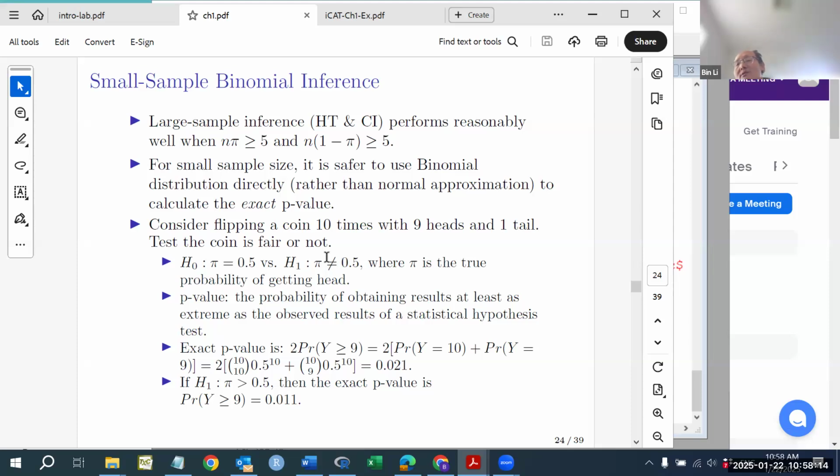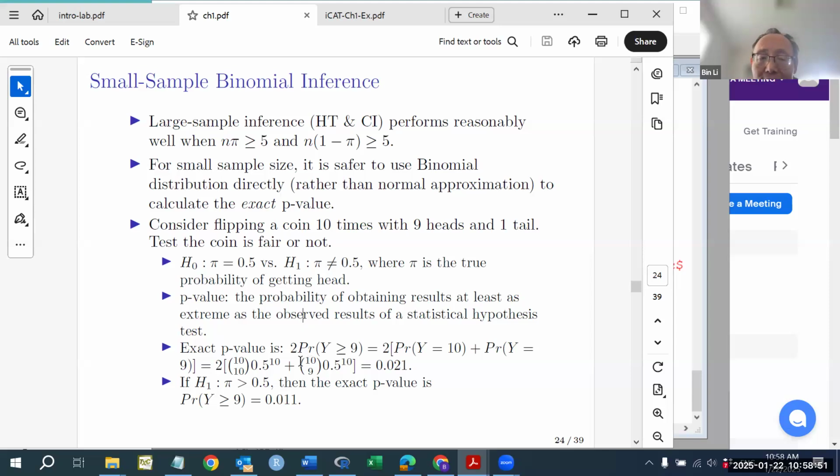In other words, if the p-value is small, that means what we observed from the data is very unlikely to happen given the null hypothesis is true. So that gives us some evidence for questioning the validity of the null hypothesis. That's the idea, and that's why we can reject the null hypothesis if the p-value is small.